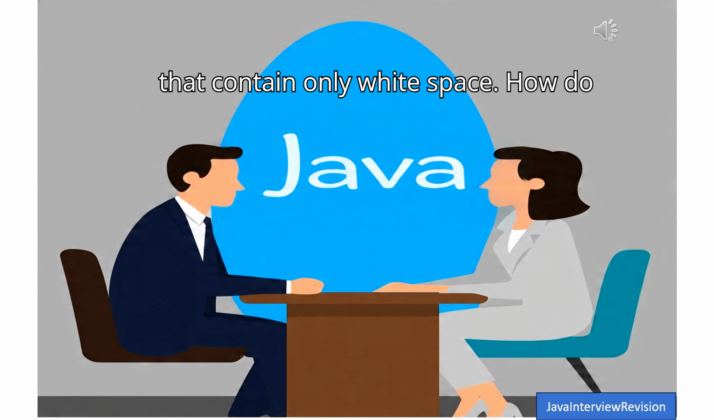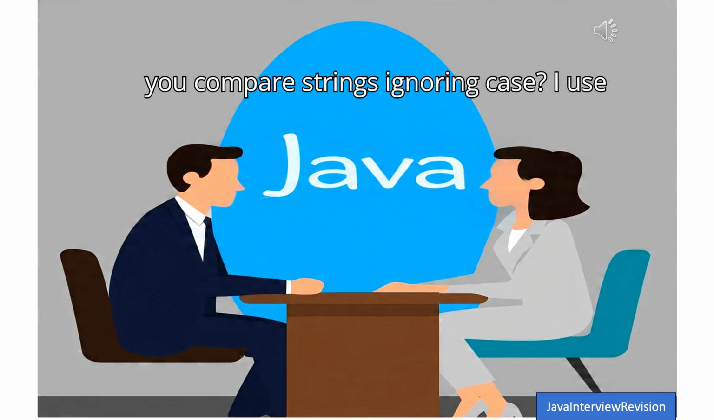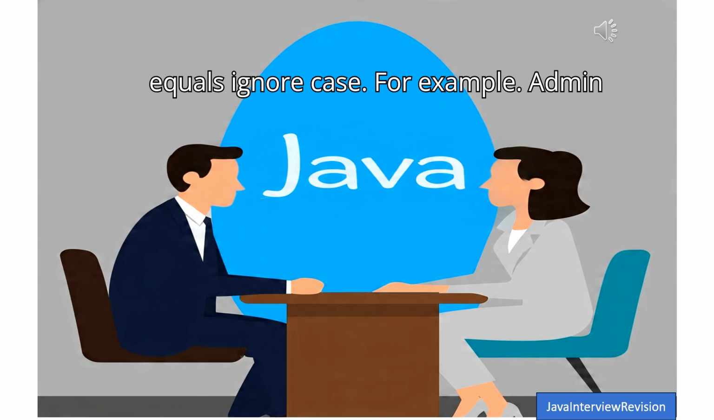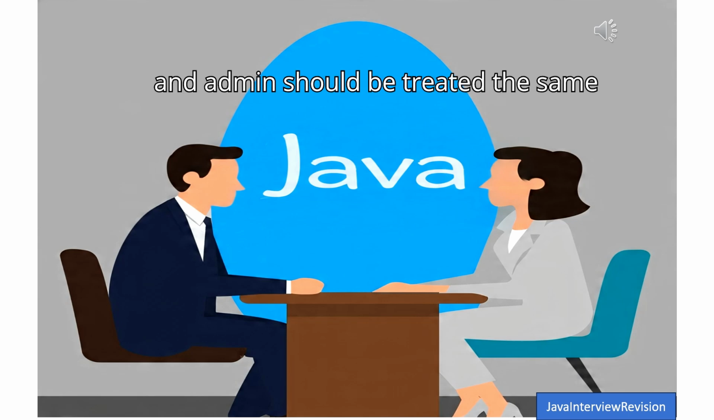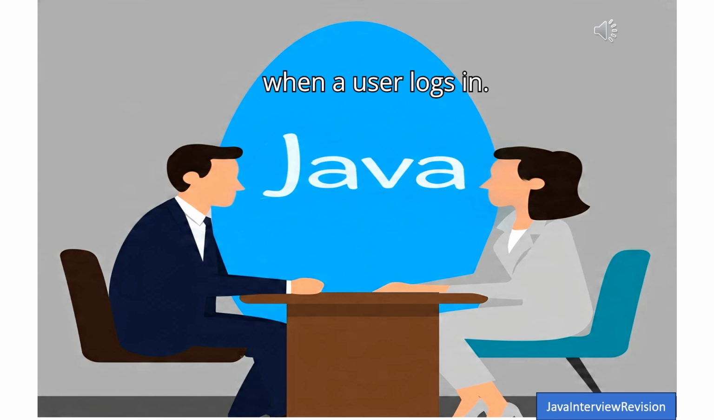How do you compare strings ignoring case? I use equalsIgnoreCase. For example, "admin" and "ADMIN" should be treated the same when a user logs in.